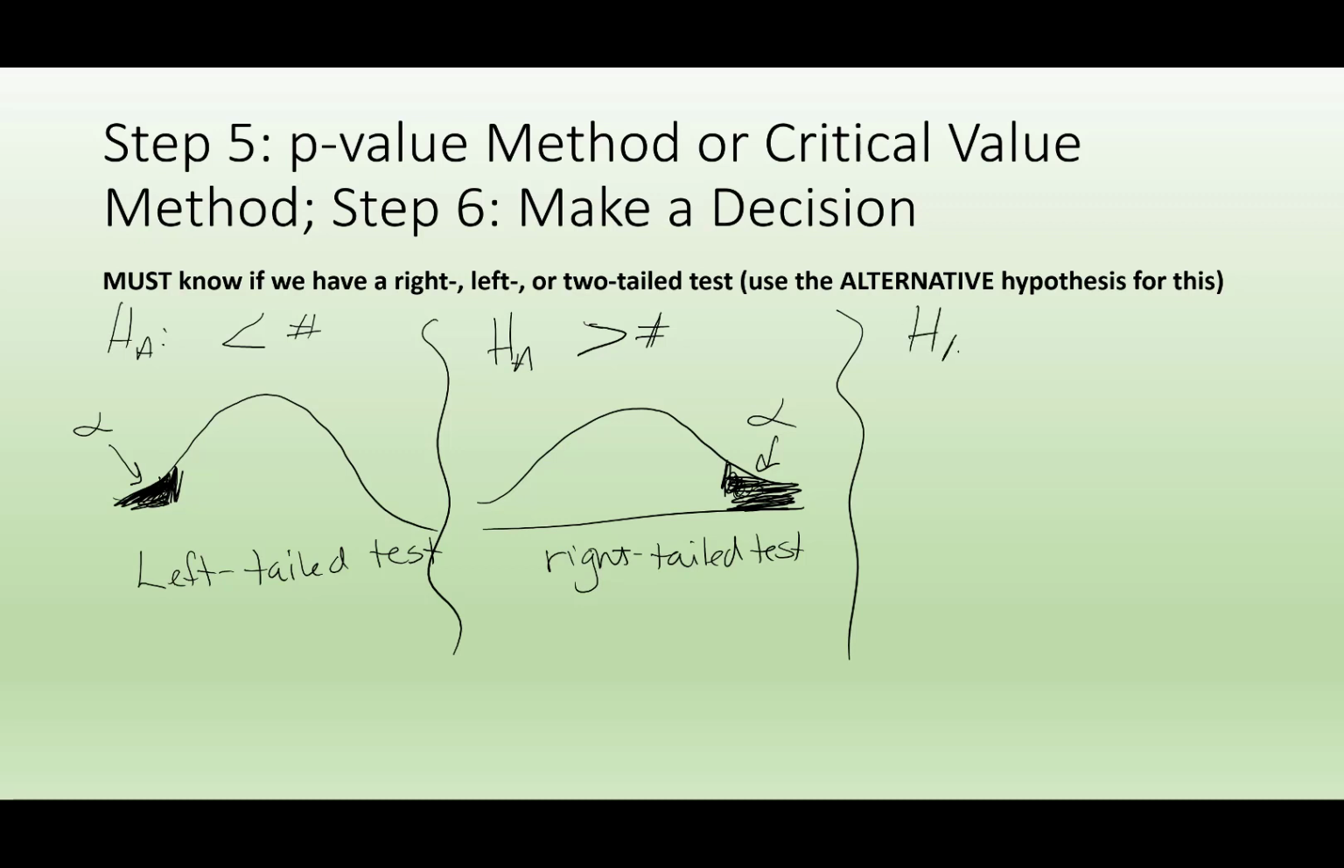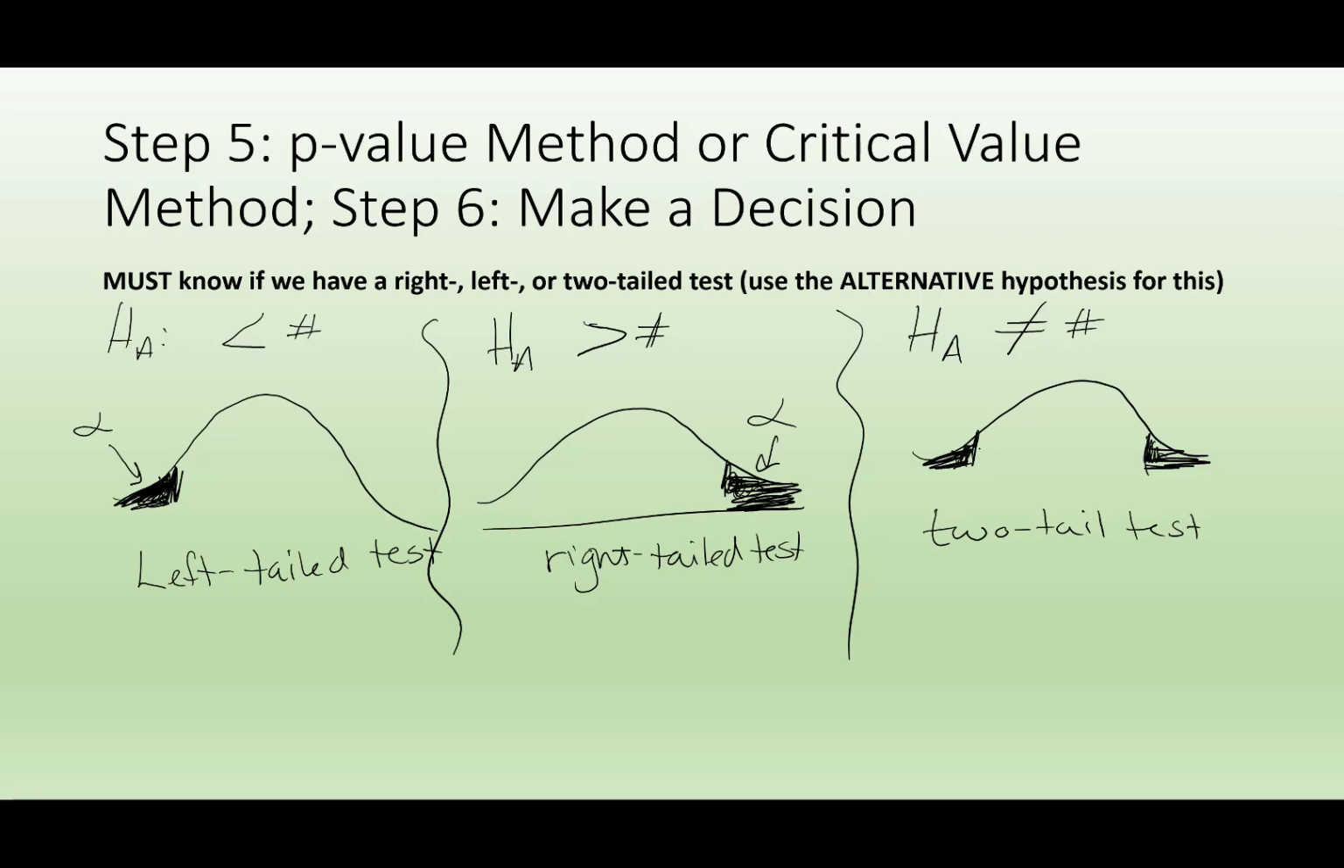If our alternative hypothesis has a not equal to symbol in it, so all we're interested in is finding whether or not our sample is showing that it's not equal to whatever the claimed value is in the null, then we have what's known as a two-tailed test. Because we could be lower than the claimed value, or we could be higher than the claimed value. We're not specifying which direction we are interested in. So this would be considered a two-tailed test.